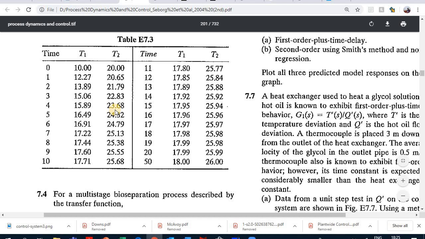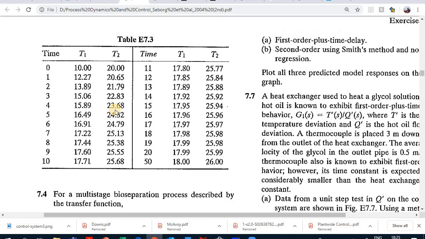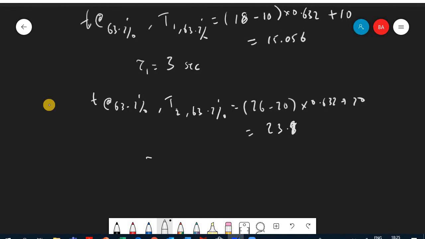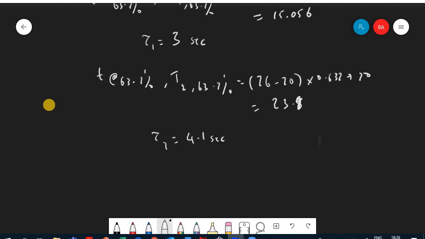So we will consider tau 2, it's not easy to say, but 22.8 is closer to that one. So I would say about 4.1, okay? So tau 2 is about 4.1 seconds, just to make it easier and simpler and faster. So by that, I already have my response.